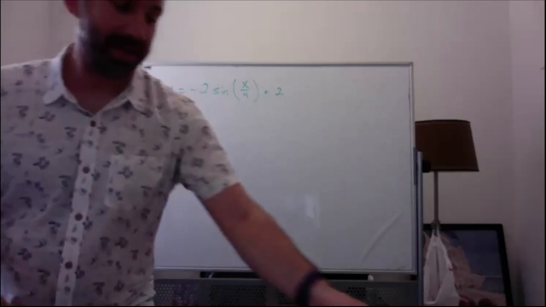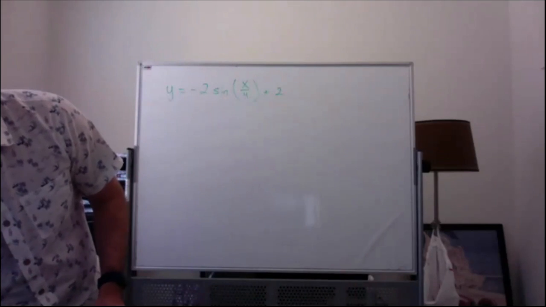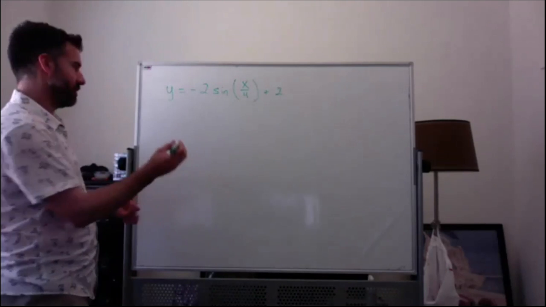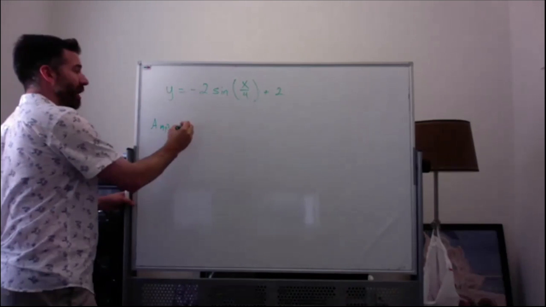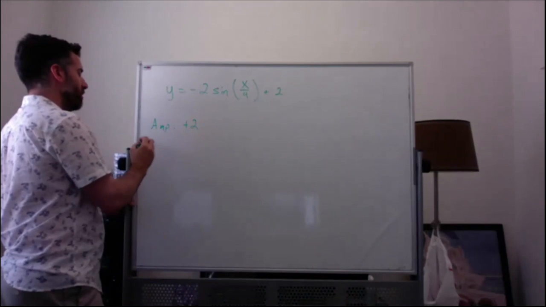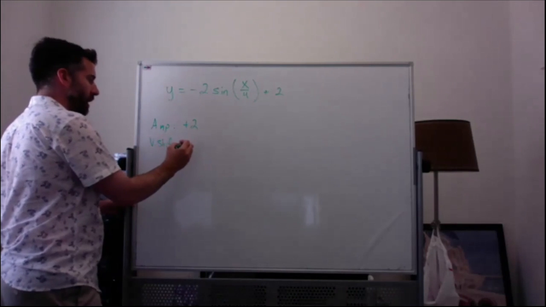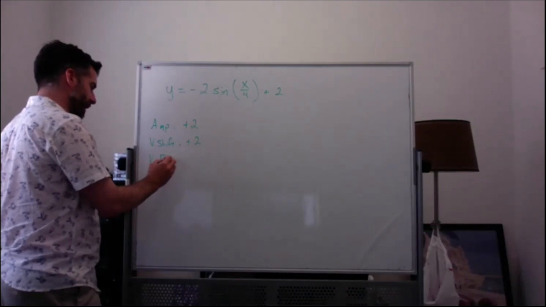So again, like I said, these start to get kind of repetitive or old, like me, if you will. But it's still the same stuff, right? So we're going to find the amplitude. The amplitude is +2. We have a vertical shift of +2, and we have a vertical flip because of the negative sign.